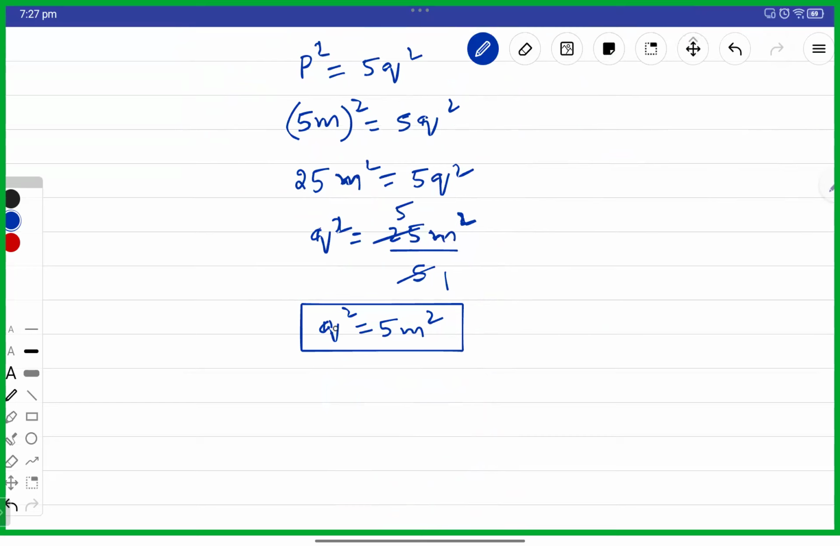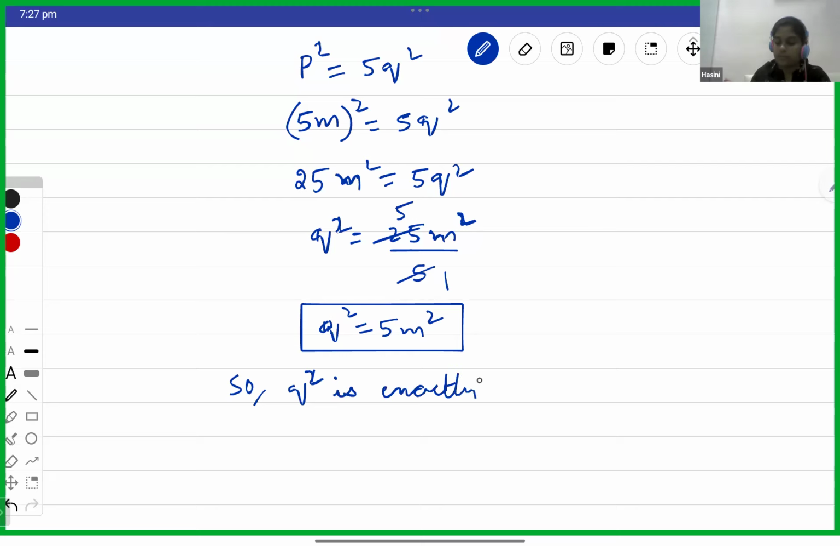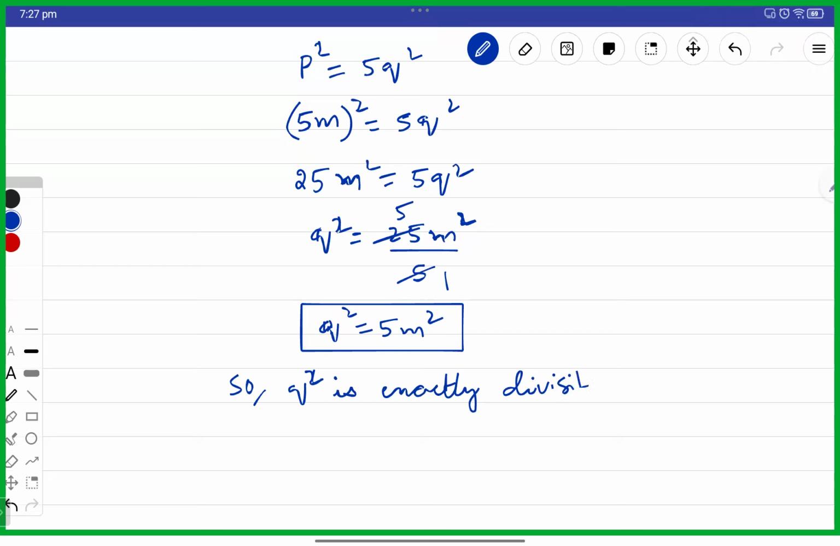q square is equal to 5 into m square. q square is exactly divisible by 5 square, 5 m square.